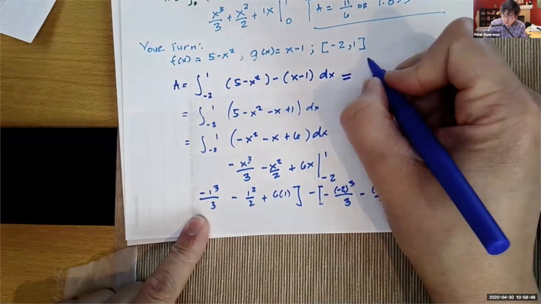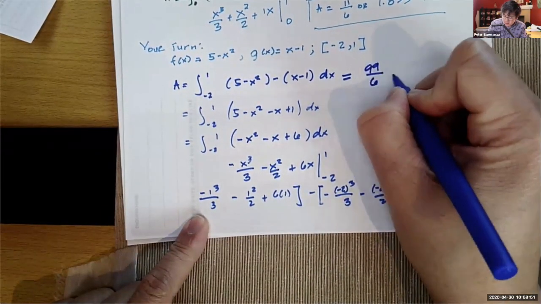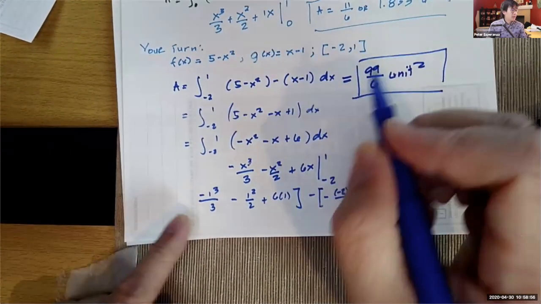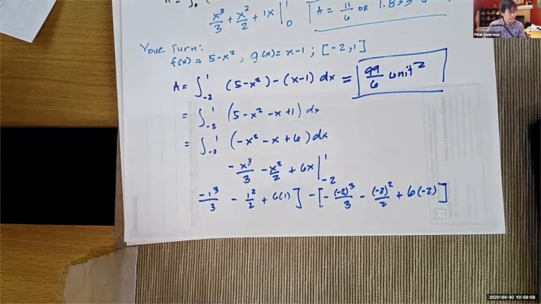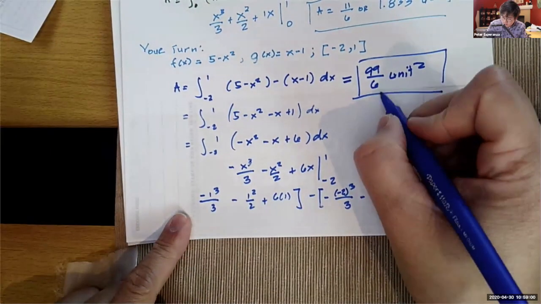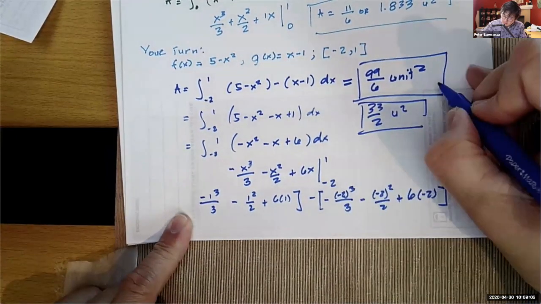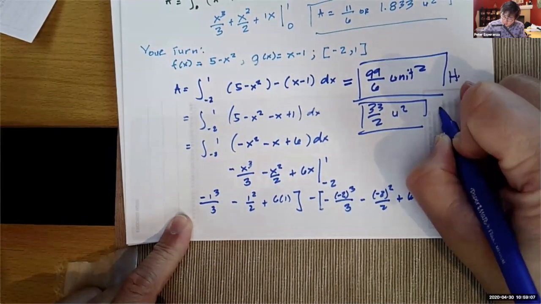And I'll have area here is 99/6 square units. Lisa says 33/2, 33/2 square units. This is Hayden, and this is Alyssa.